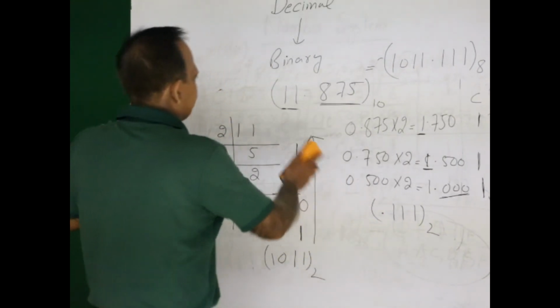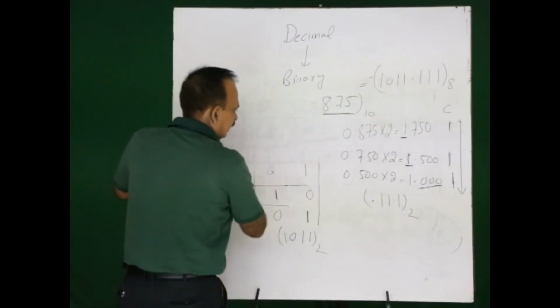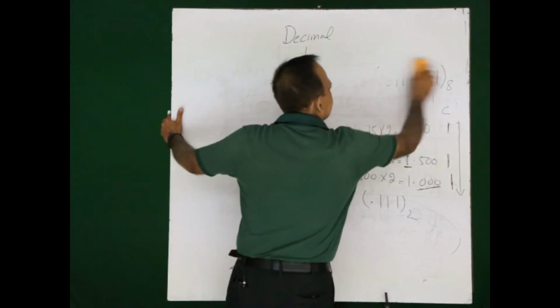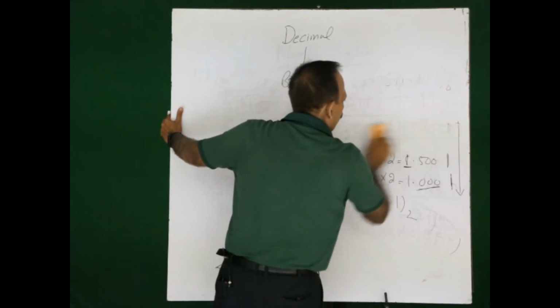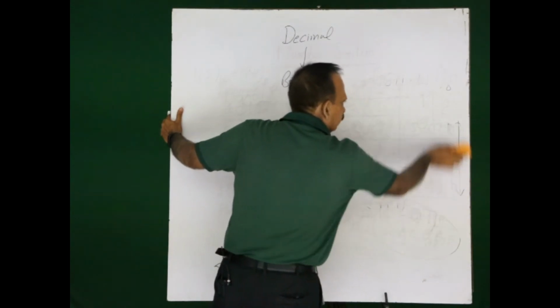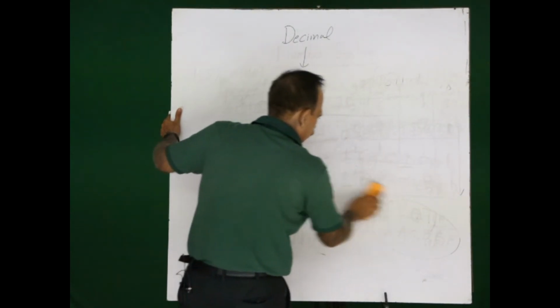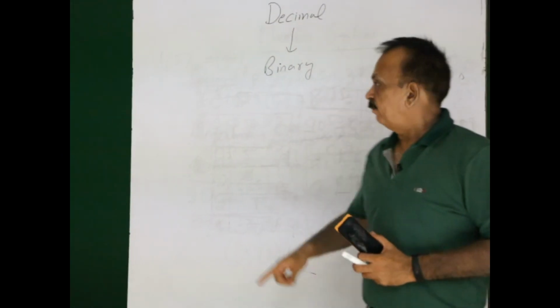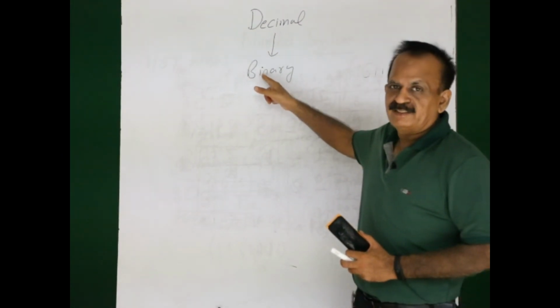Now, one basic question which arises in my mind is, why divide by 2? Why did I divide this number by 2, or why did I multiply the number by 2? Why not some other number? Why was it only 2? The selection of 2 is because the base of the binary number is 2.